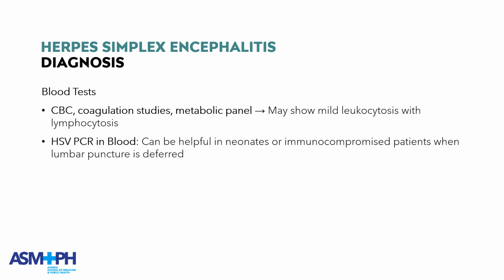Blood tests include CBC, coagulation studies, and a metabolic panel. It may show mild leukocytosis with lymphocytosis. And HSV PCR in the blood can be helpful in neonates or immunocompromised patients when lumbar puncture is deferred.